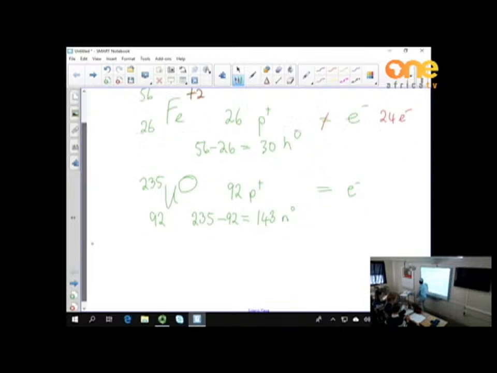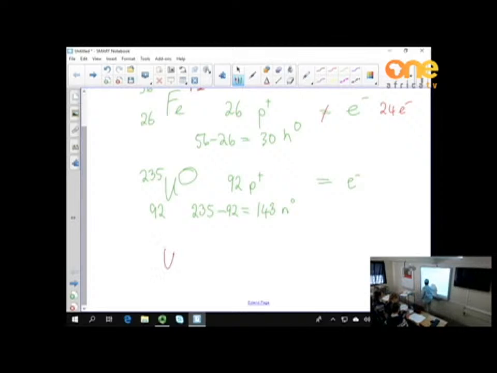Then the next one is uranium-238. Still 92 protons, but the isotope is 238. So 92 protons, because it's the same element as there. And the number of neutrons is going to equal 238 minus 92. So it is equal to 146. All right. Any questions there? There shouldn't be problems. Right, then.